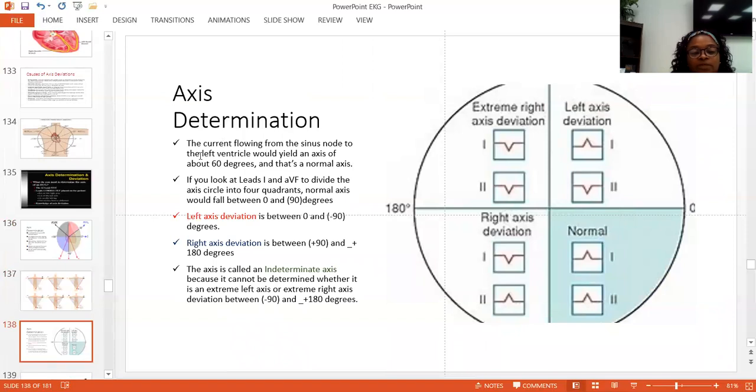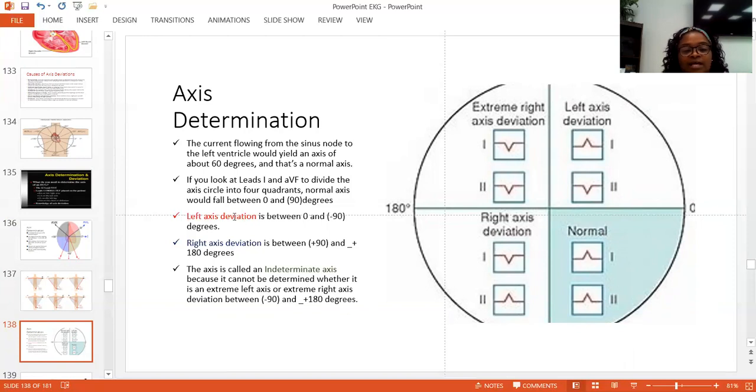So here again, the current flowing from the sinus node to the left ventricle would yield an axis of about 60 degrees, and that's a normal axis. Right in here. If you look at leads 1 and AVF, to divide the axial circle into 4 quadrants, there's your 4 quadrants, the normal axis would fall between 0 and 90 degrees. So we have 90 degrees here and 0 here. And there's your normal quadrant.